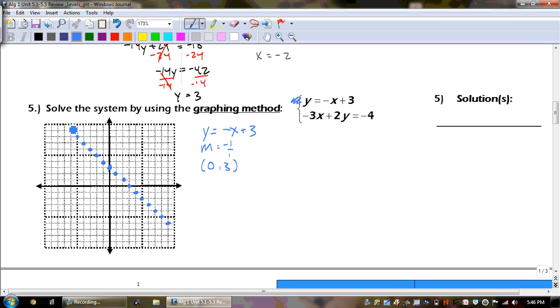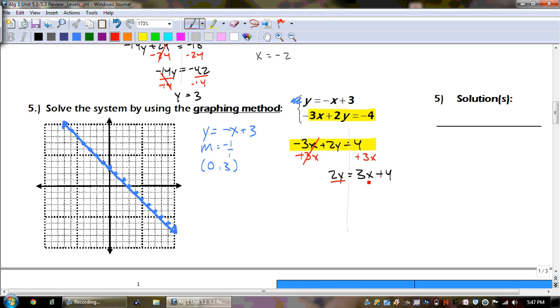Okay, now as I'm drawing this, look at that second line. The second equation, the y is not by itself. It's not in slope-intercept form. So you need to come down here and rewrite this and solve for y. Once you solve for y, then you can graph. Okay, so let's do it together. We're going to add the 3x to both sides, and we get that 2y equals 3x plus 4.